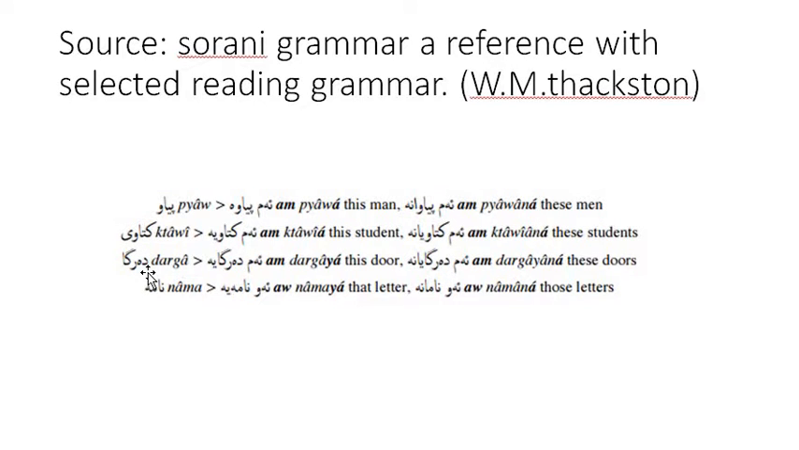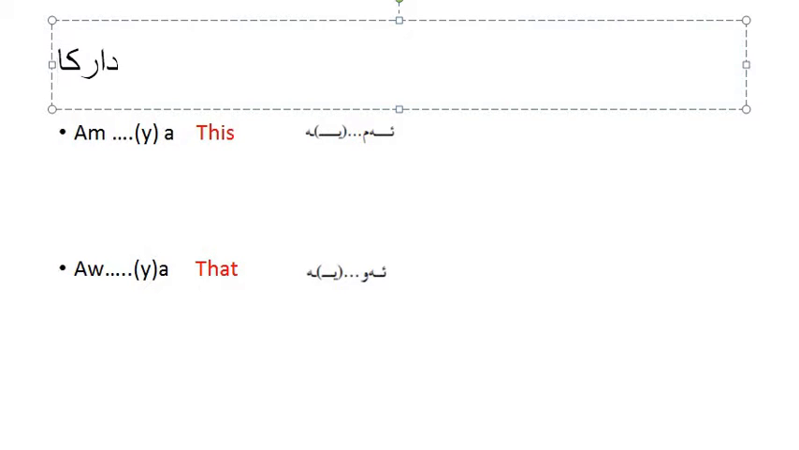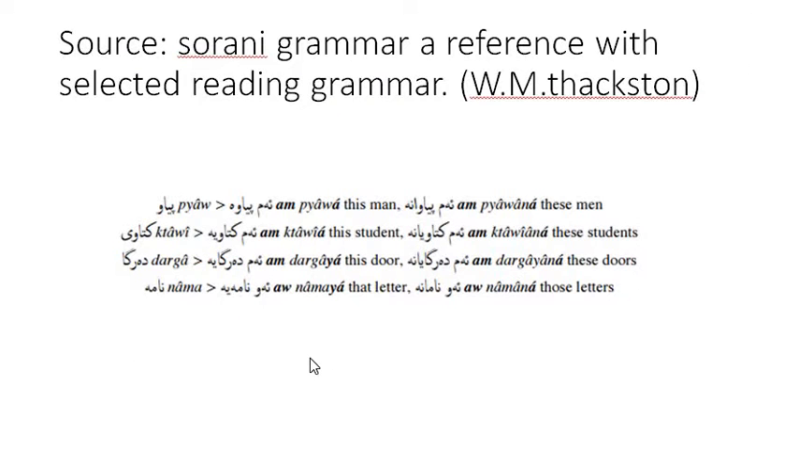Then we have darga. Darga means door. Door is darga in Kurdish. In Hawleri they say darka. It's not ga, it's darka, and the a is short. In Hawleri it will be like this, darka, or darga. But in Slemani and in standard Kurdish it is darga.